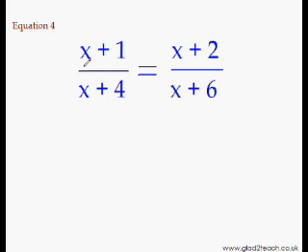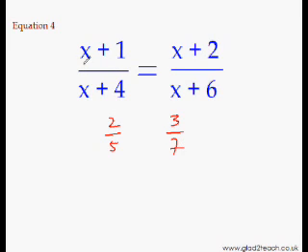So let us first try putting x equal to 0. Obviously this fraction would become 1 over 4 and this fraction would become 2 over 6. 2 over 6 can be simplified further as 1 over 3. So obviously 1 over 3 is not equal to 1 over 4. So now let us try the next value, that is put x equal to 1. 1 plus 1 is 2 and 1 plus 4 is 5. So this is 2 over 5. Similarly, this will be 3 over 7. Obviously they are not equal.